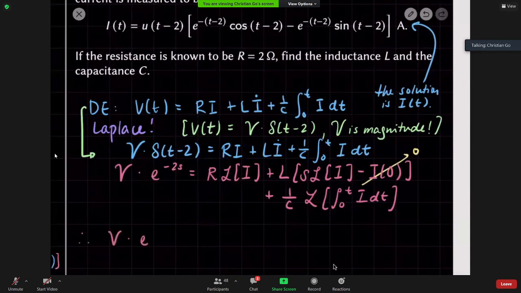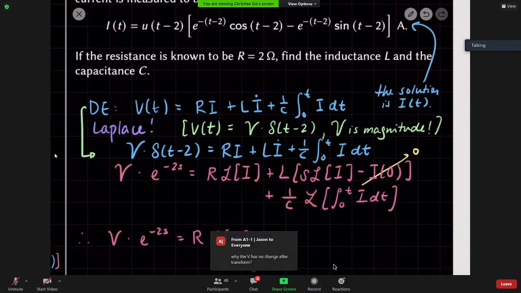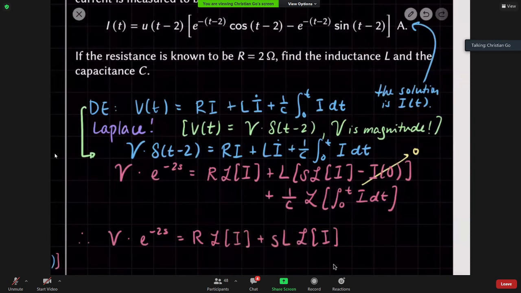V times e to the minus 2s is equal to R L I plus s L I. So the script L means Laplace, and the big L means inductance. Why does the V have no change after the transform? V is a constant, right? So this is the entire function of V. It's a burst at time 2. V is the magnitude, so it's a constant. Delta of t minus 2 is the sort of change that happens.